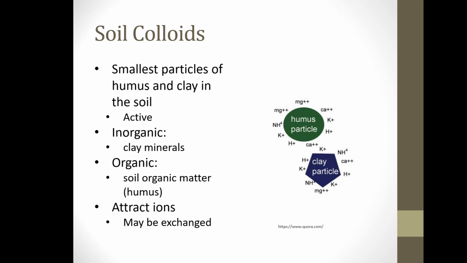The smallest particles of humus and clay in the soil are soil colloids. They're very active, and so the clay is going to be the inorganic form of soil colloids, while the organic matter as humus is going to be the organic version of the soil colloid, and they attract ions. They may be exchanged, and you can see here we've got cations attracted to these particles.